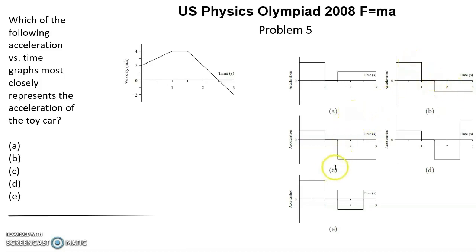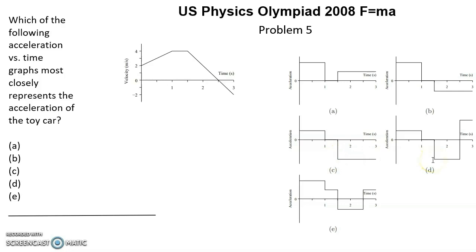Let's check C. We have first thing positive, after that we have 0, and after that we have negative, and this negative is twice greater than this positive. So that's a good solution. Probably C is a good solution.